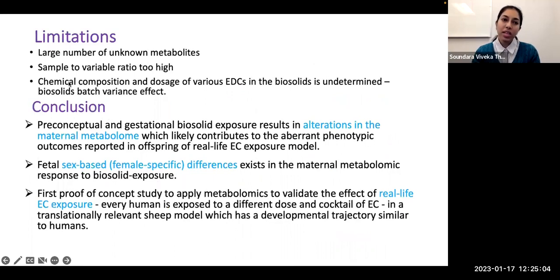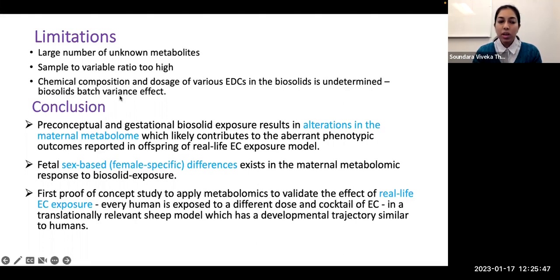So some of the limitations of the study were that, as indicated earlier, we had a large number of unknown metabolites, and we also had a ratio of samples to metabolites which was too high, which could have implications in the statistical analysis. Another limitation of this study was that the chemical composition and the dosage of the various endocrine disrupting chemicals and other chemicals in the biosolids have not been determined. So this could lead to batch variance in the biosolids, but this is also reflective of the real life scenario where each individual is exposed to a different dose and different array of chemicals.